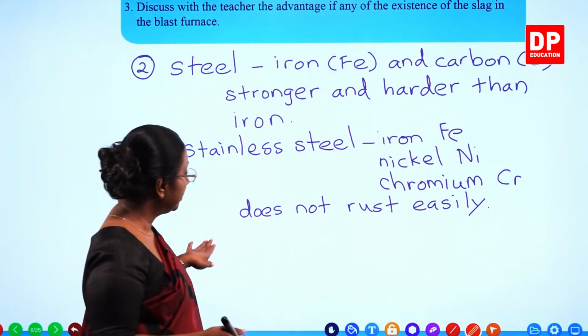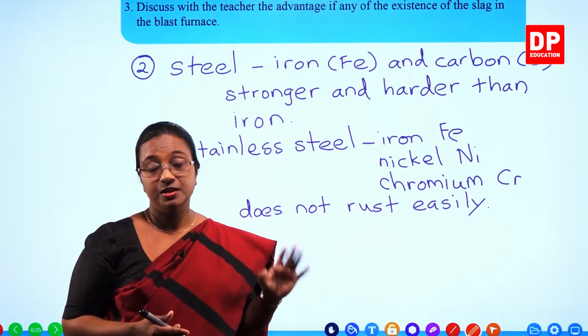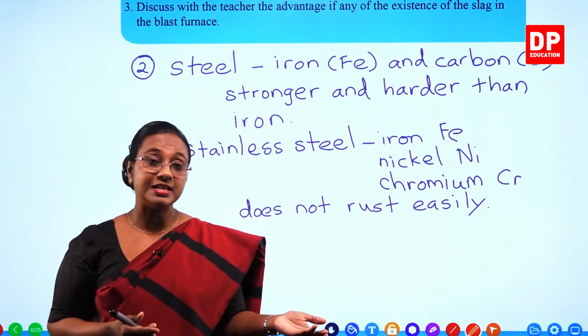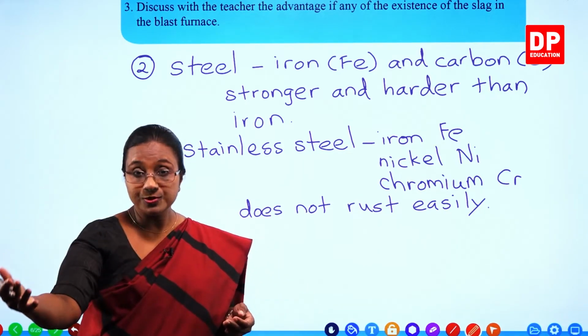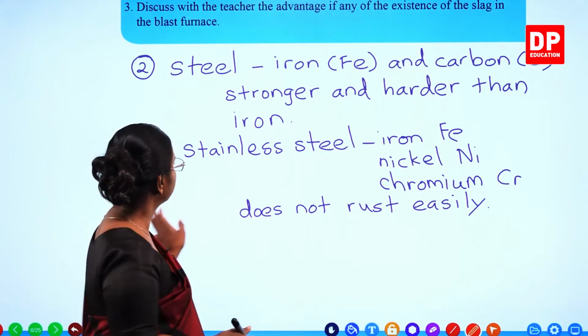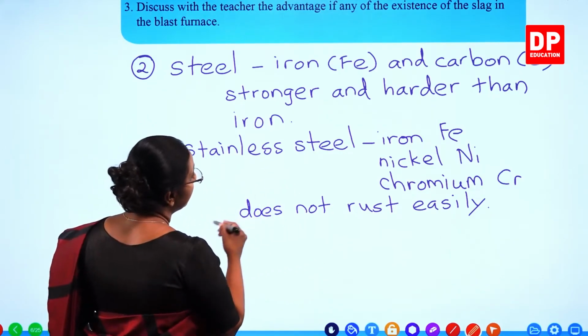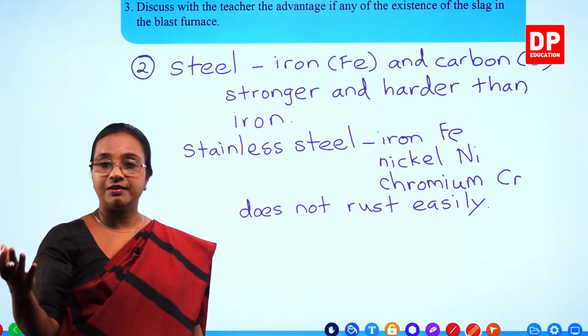We can use these to make many objects that should not rust quickly. So, all the household appliances, a lot of household appliances, as well as even surgical instruments, what we use in the lab, most of those can be made from stainless steel. So, as examples, here of course, I'm not going to include the examples. You can write a lot.